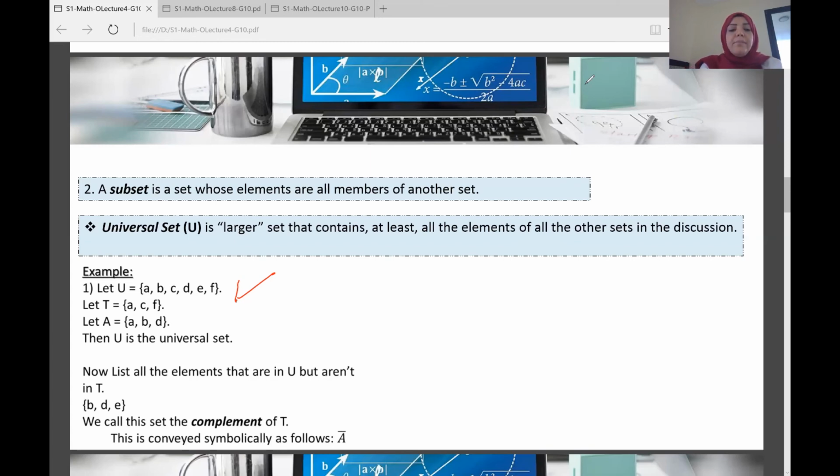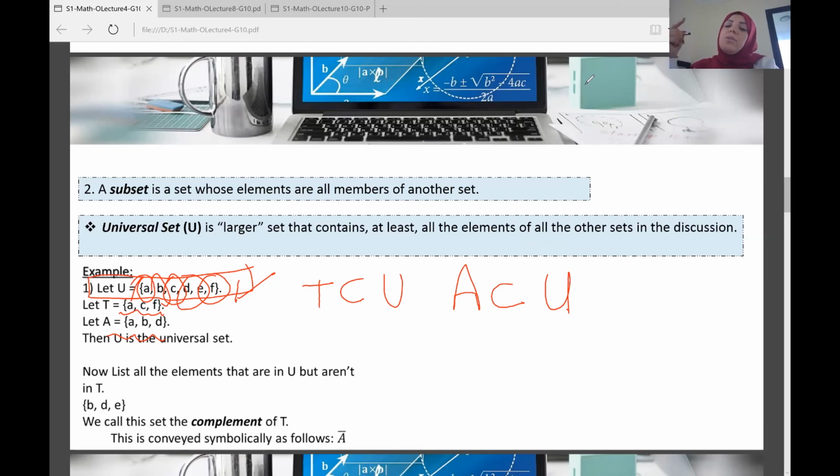So T is a subset of U because A, C, F are found here. This is A, C, F. And A is also a subset of U because it contains A, B, D also. So we say that T is a subset of U and A is a subset of U. And U is the universal set that I'm going to go back to as a reference every time. Now, what's the meaning of complement?